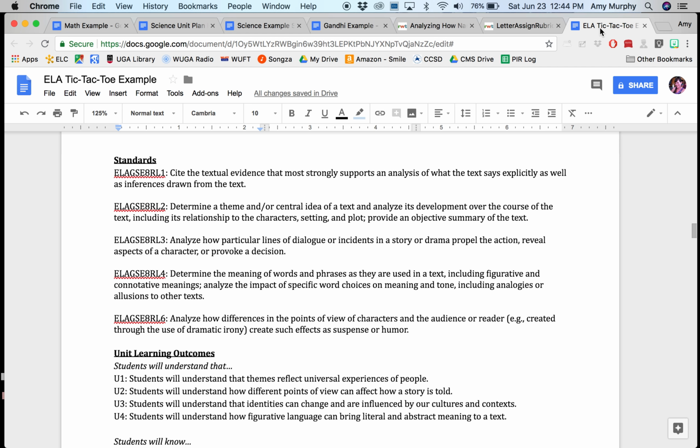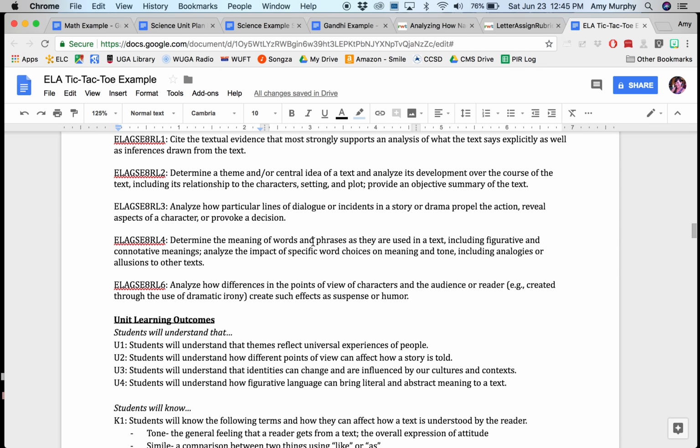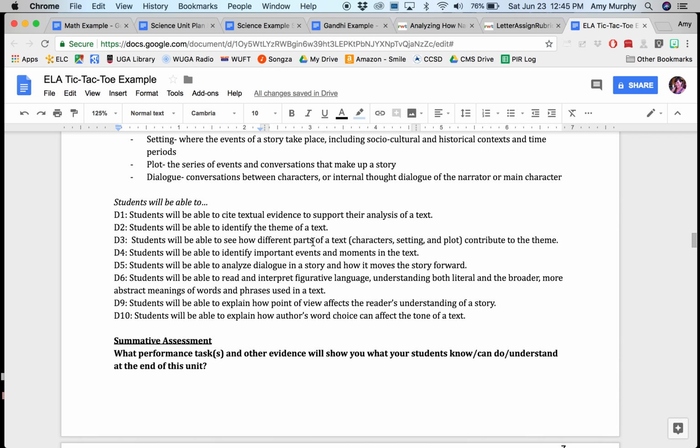Okay. Wormley talks about differentiating your units and your summative assessments. This is another ELA example from one of my students who was attempting to do that. She created a tic-tac-toe board, which is a way of giving students choice in how they want to show their learning. The standards she selected were for students to cite textual evidence that supports their analysis of the text, determining theme, and looking at different lines of dialogue to see how it propelled the action. I'm not going to go through all this with you. I really just want to show you the tic-tac-toe board.